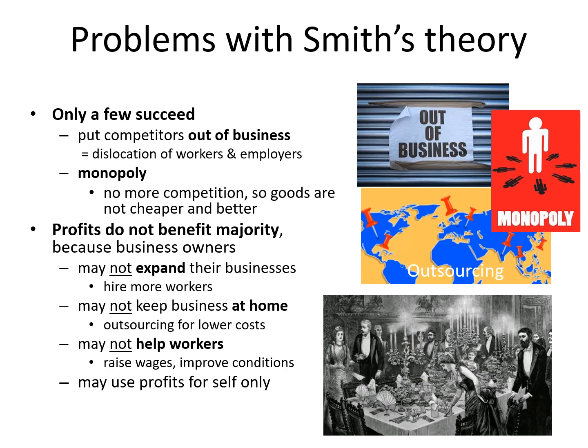So with Smith's theory of perfect freedom, there could be a lot of business failures, there could be monopoly, there could be outsourcing, and the rich could just get richer and richer and just help themselves.